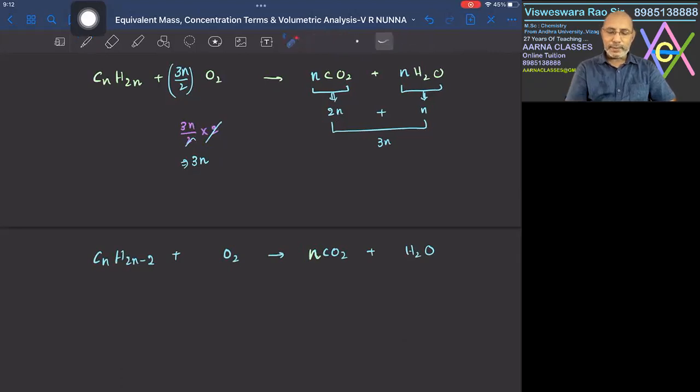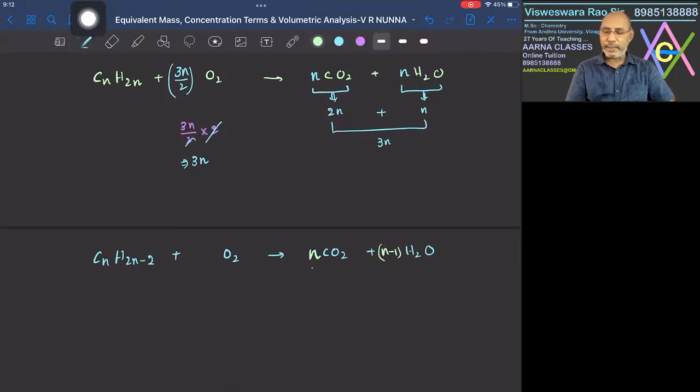Now how many hydrogens are there? 2N minus 2. I will write N minus 1 here. Once I write N minus 1 here, N minus 1 multiplied by 2, you will get 2N minus 2. That means to balance the hydrogens, I am writing N minus 1. N minus 1 multiplied with 2 is 2N minus 2. Hydrogens got balanced.